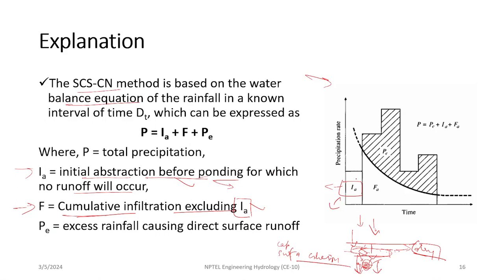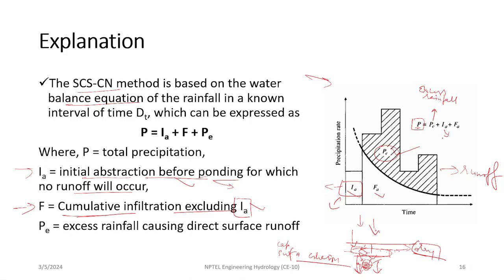Now if we subtract FA from the total precipitation which has occurred, we will get the PE value directly. PE is what? Excess rainfall. That excess rainfall will now contribute as runoff. Got it? So here we are representing total rainfall as excess rainfall. This is the excess rainfall which is generating surface runoff.